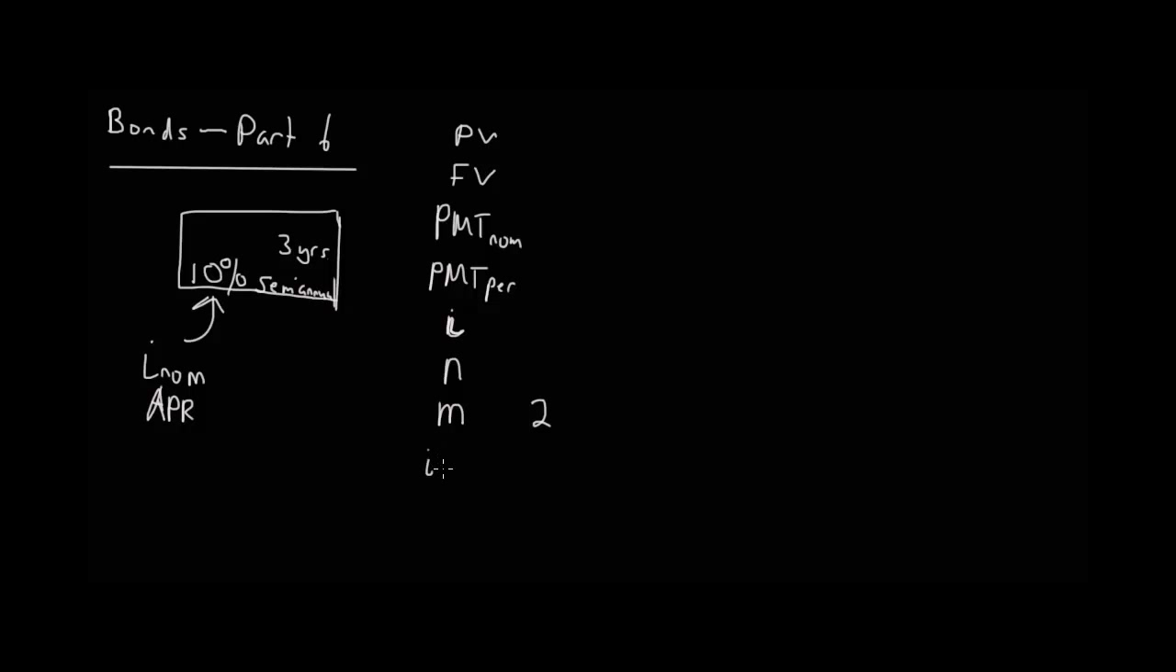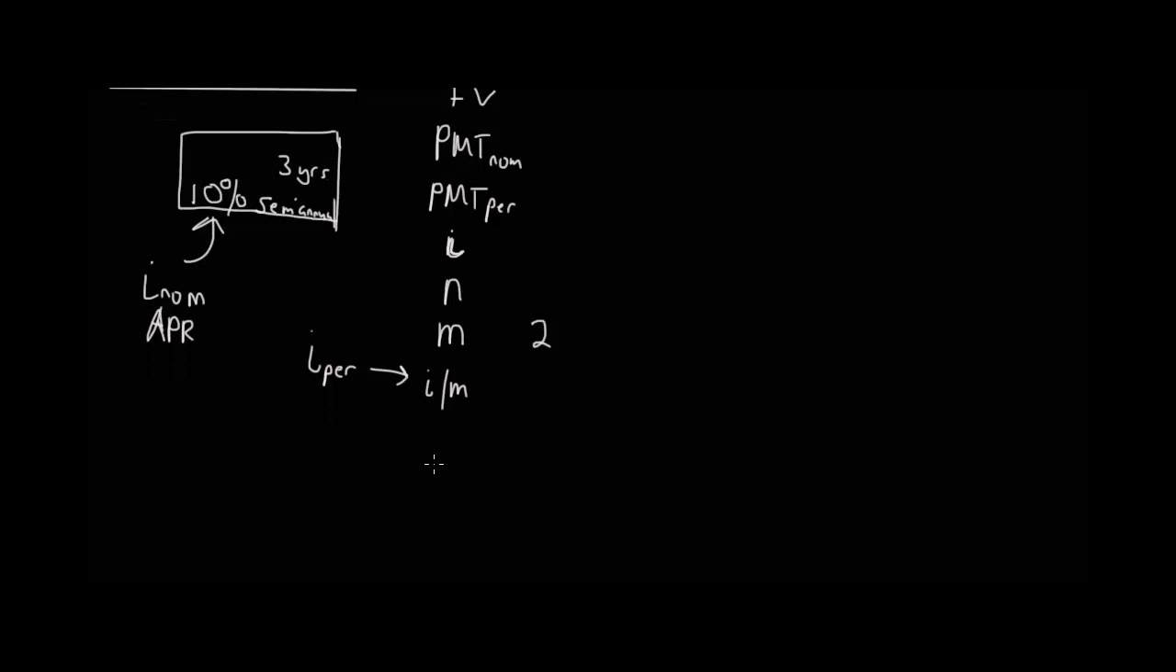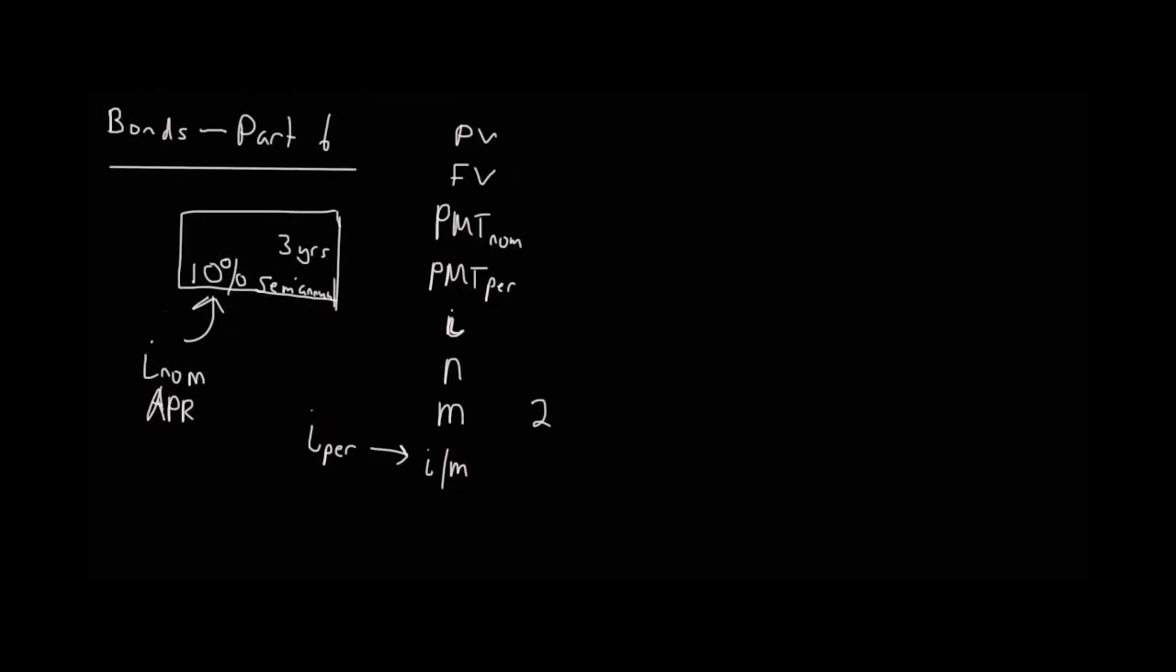Now, I over M is another important variable, and that is the periodic rate, because this is I, the nominal interest rate, divided by M. So this actually becomes the I per. And then NM, which I also introduced in a previous video, is really just the number of years multiplied by the number of periods.